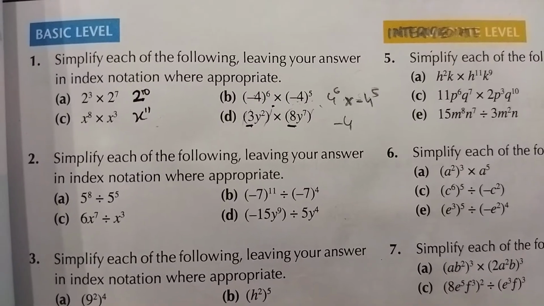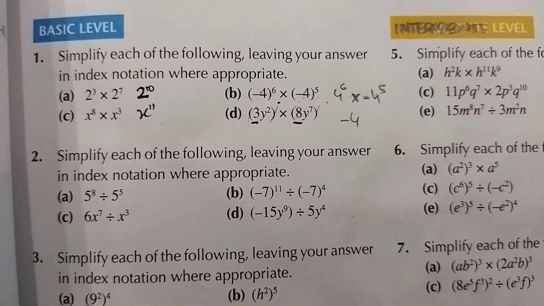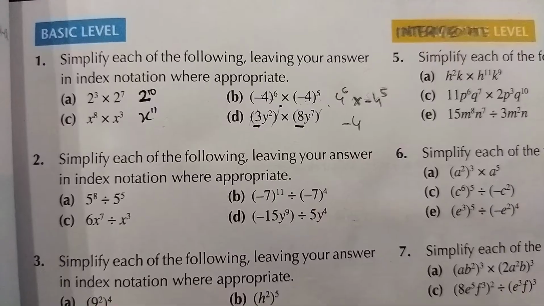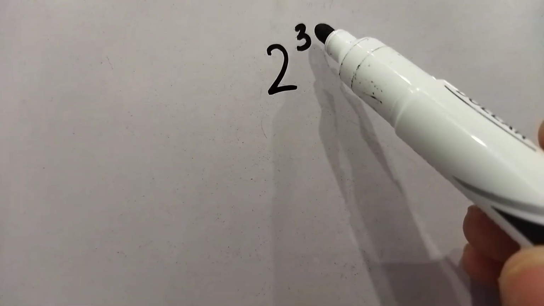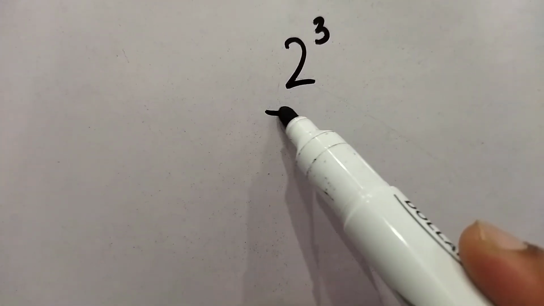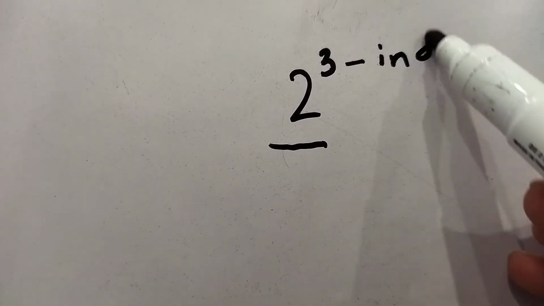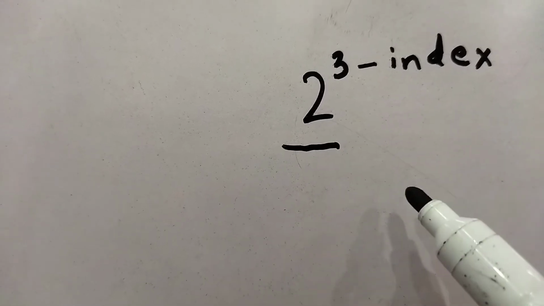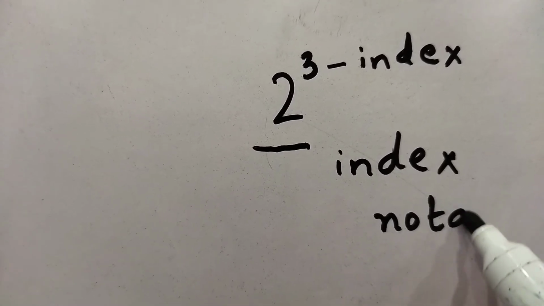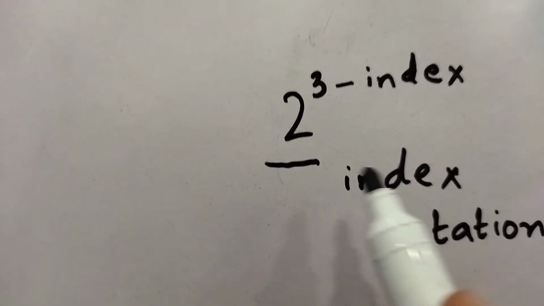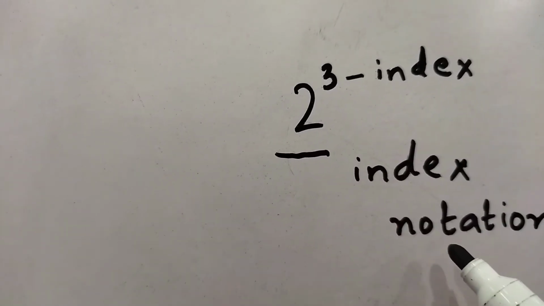We have 4 parts in question number 1, which says simplify each of the following, leaving your answer in index notation where appropriate. So let me tell you first what is index notation. As you can see over here, I have a number 2 and a power 3 over it. So this number is basically called base, and this power is called its index, right? And the relation between these two is called index notation. Okay, students? This is index, the power of 2, and this relationship between the base and index is called index notation.